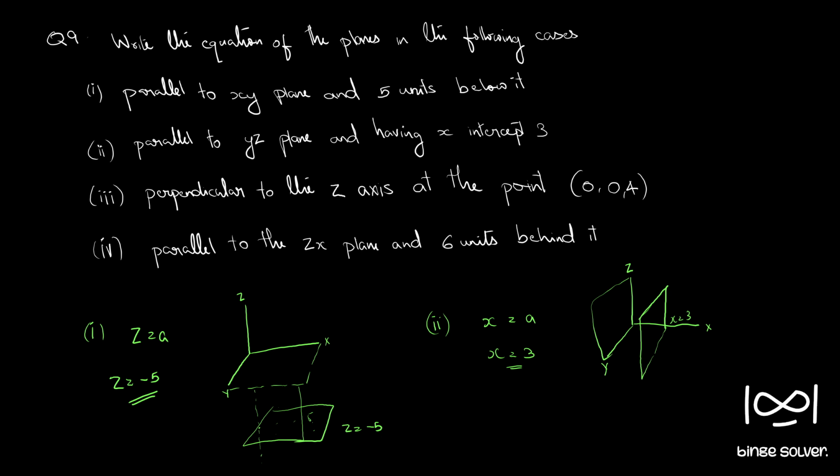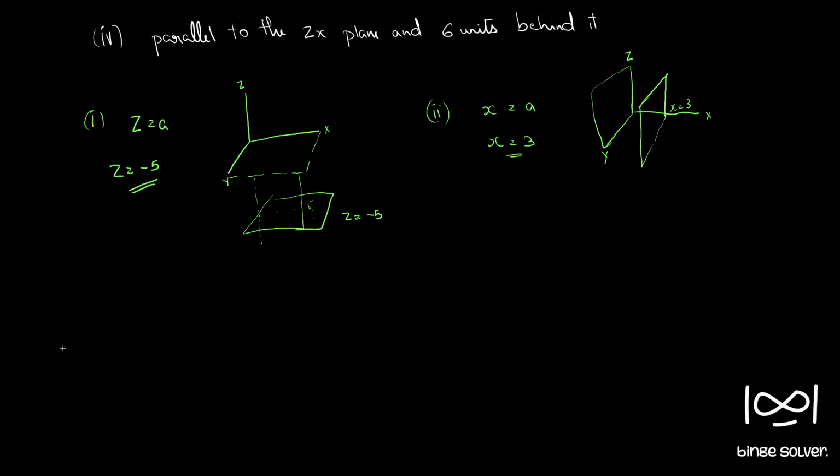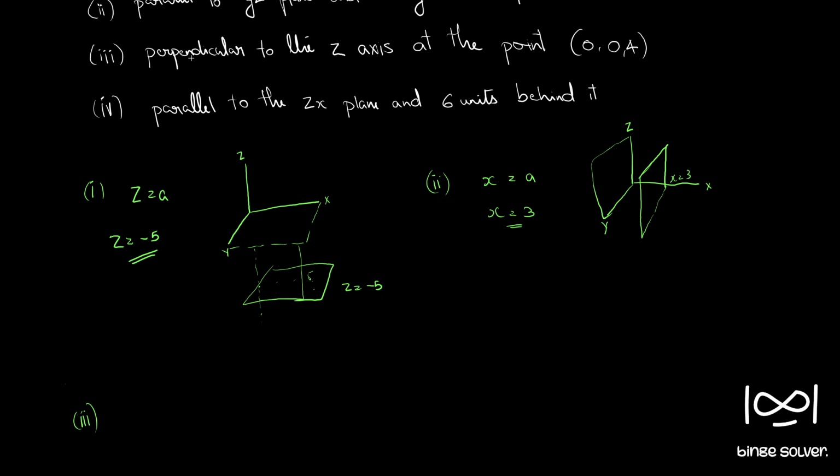Now the next question is the plane perpendicular to the z axis at the point 0, 0, 4. So we'll just write down: we are asked to find the equation of the plane perpendicular to the z axis at the point 0, 0, 4. These are our x, y, z coordinates. Any plane perpendicular to the z axis will be parallel to the xy plane. That is the concept here. The xy plane is perpendicular to the z axis, so any plane perpendicular to the z axis will be parallel to this plane.